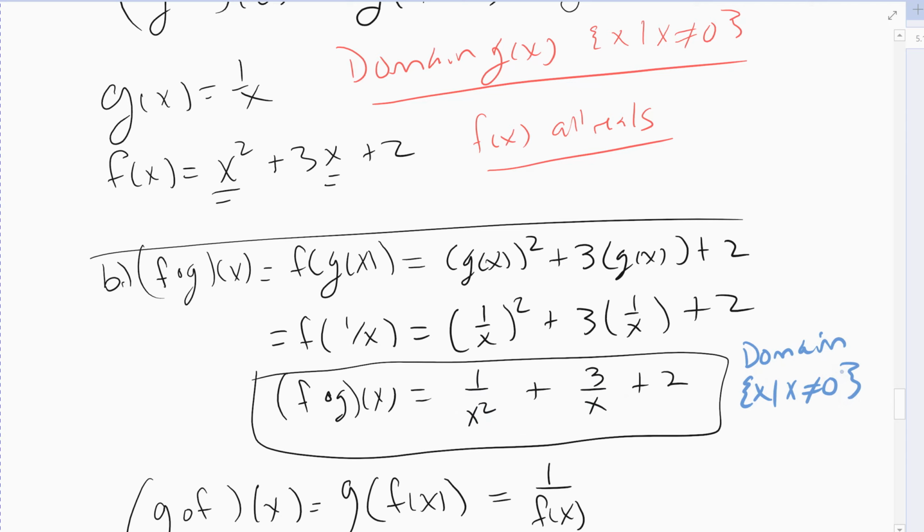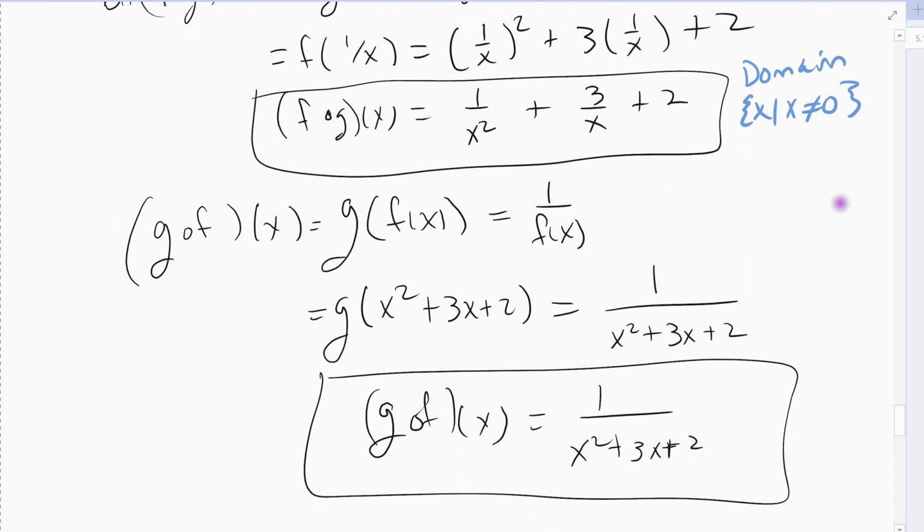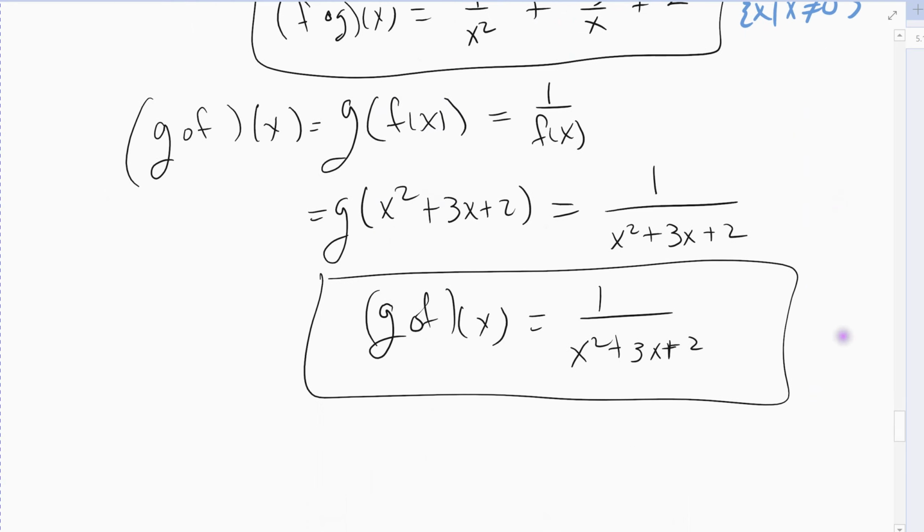Same thing for the second one. My input value is f of x, so f of x is anything I want it to be, so I don't have to worry about the input, it's all reals. But I have to check the resulting function. The resulting function was 1 divided by what I inputted. And so in this case, I do get division by 0.